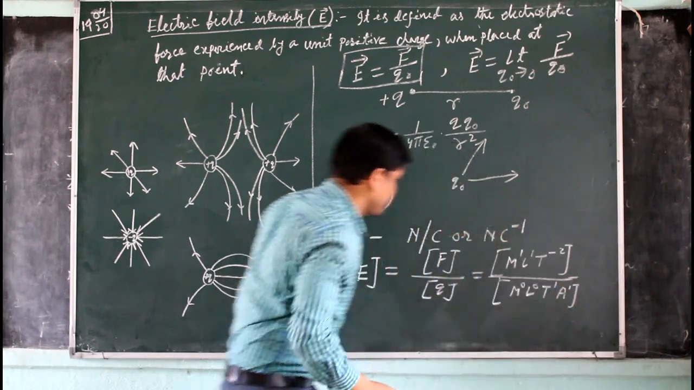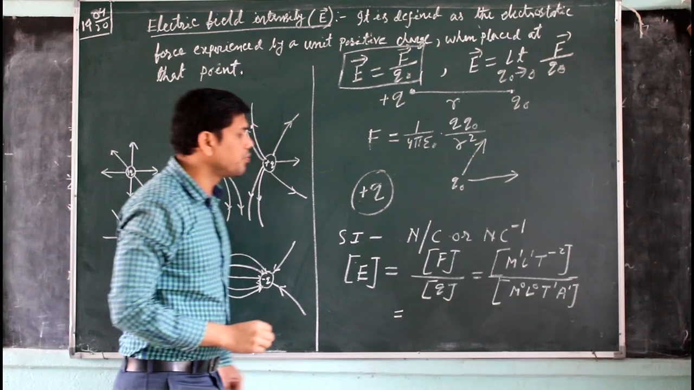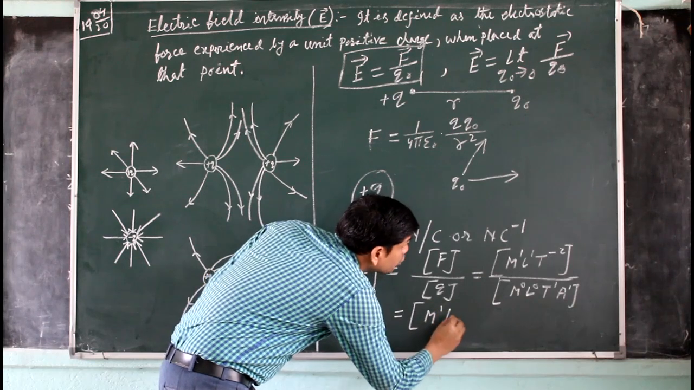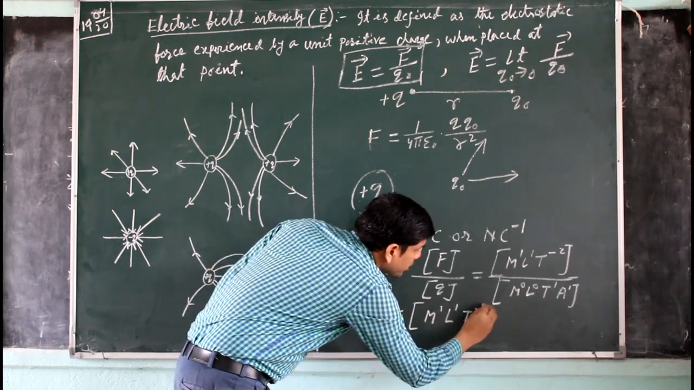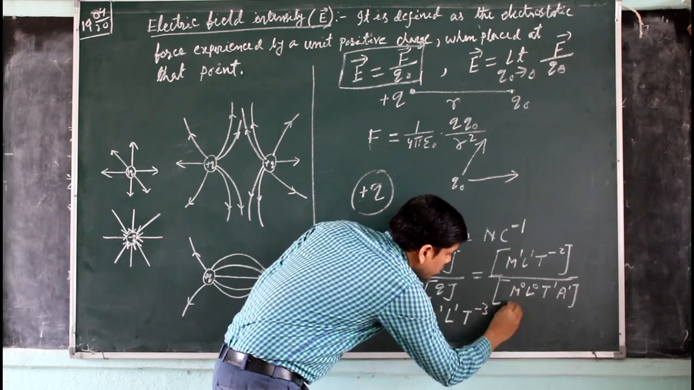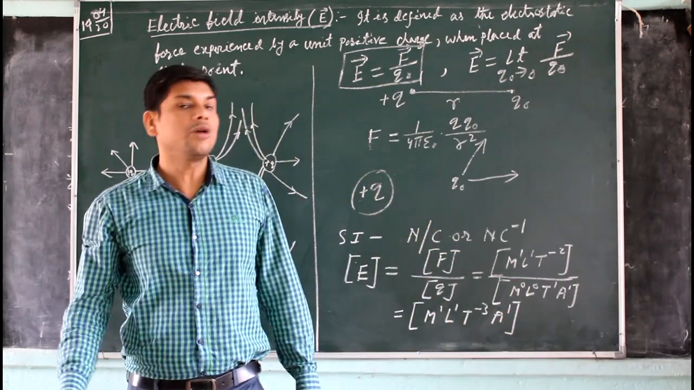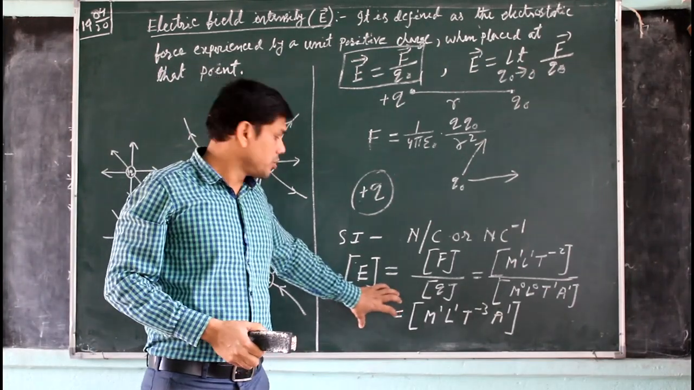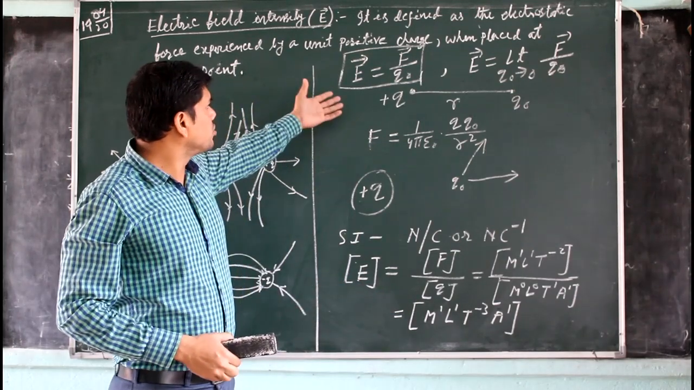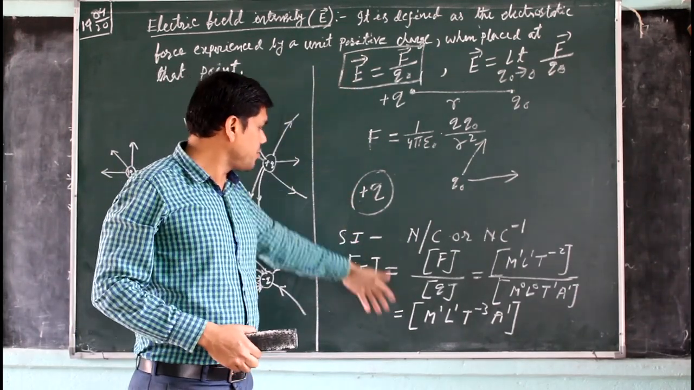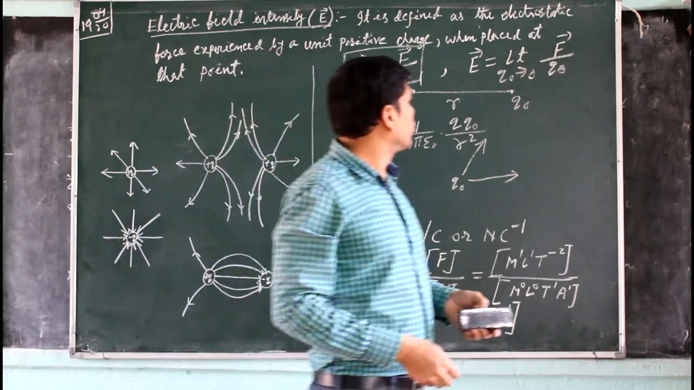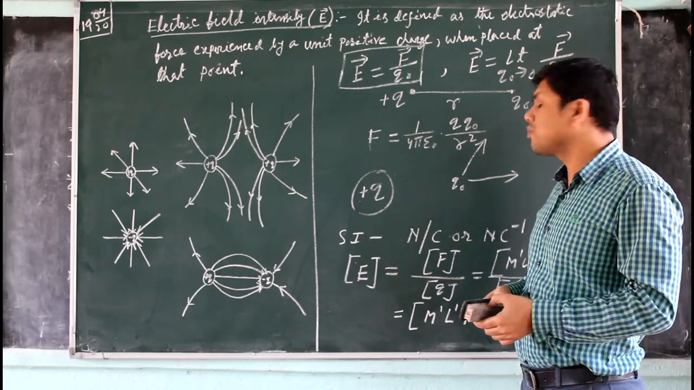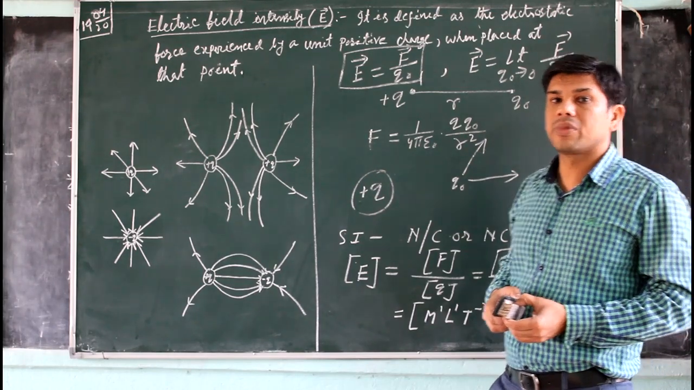A means ampere. So the dimensional formula of electric field is M to the power 1, L to the power 1, T to the power -3, A to the power 1. So this is the dimensional formula of electric field. You just memorize this formula, don't memorize this dimensional formula. By memorizing this formula, you can easily derive the dimensional formula of electric field. So this is the dimensional formula and SI unit of electric field.